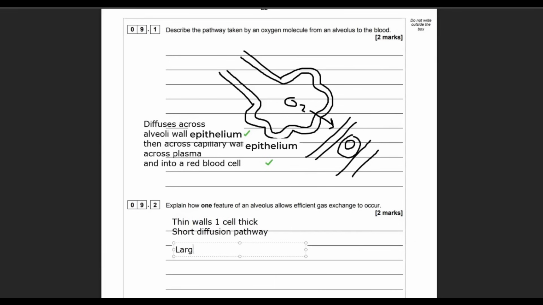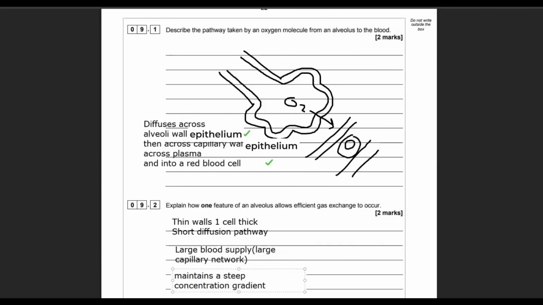Something else, we could say large blood supply. Basically it has a large capillary network around each alveolus. And what does that do? That maintains a steep concentration gradient. Let's add in diffusion. A steep concentration diffusion gradient from the alveoli to the blood. There we go. So you're going to get a rapid rate of diffusion because of that. So you're going to get faster. And maybe I need to also say that either of these two explanations results in a higher rate of diffusion.